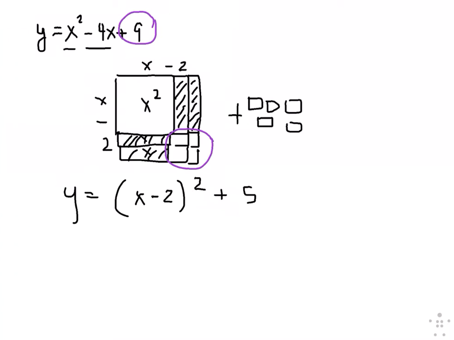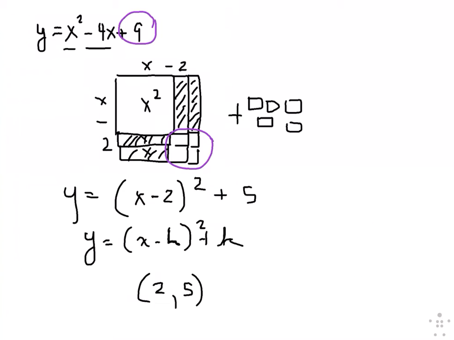Okay, so now the vertex. Remember, y equals, I'm not going to write this every time, x minus h squared plus k, right? So in this case, h is 2 and k is 5, so the vertex is at 2, 5. Okay, let's do another one.